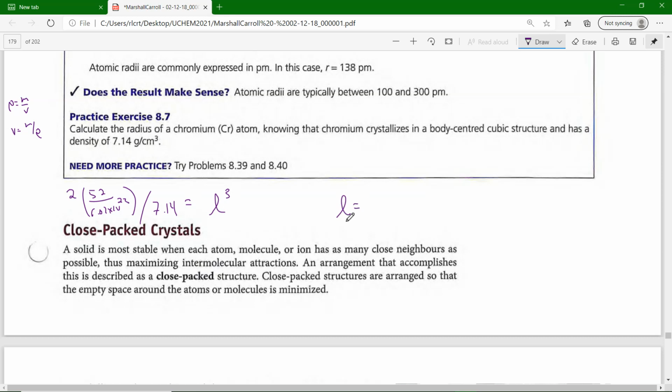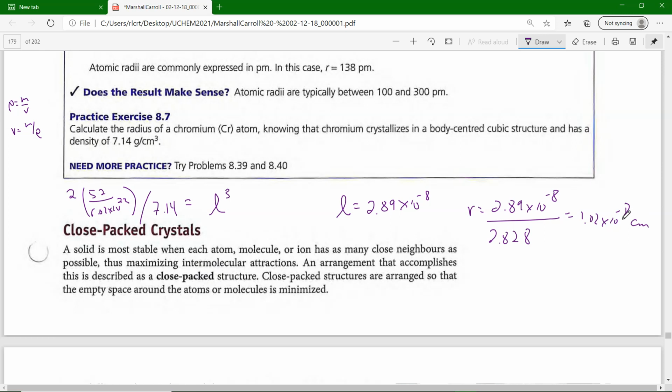So let's work that out. 2 times 52 divided by 6.02 by 10 to the 23, all that divided by 7.14. So that's the volume, which is length cubed. So then I'm going to raise to the 0.3333 power, and I get 2.89 by 10 to the minus 8th. And that's the length. And that equals 2.828 R. So R is 2.89 by 10 to the minus 8th divided by 2.828. You can keep it in roots if you want. You get 1.02 by 10 to the minus 8 centimeters, or 102 picometers.